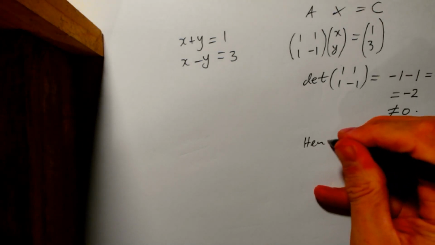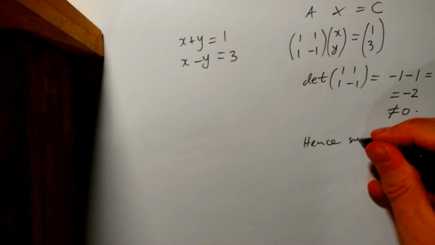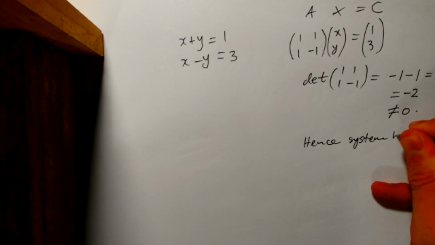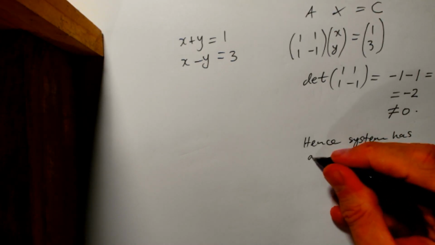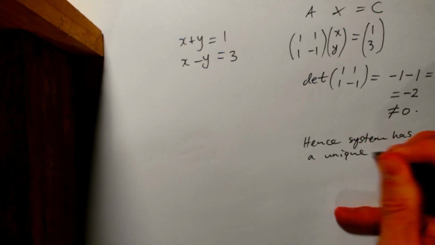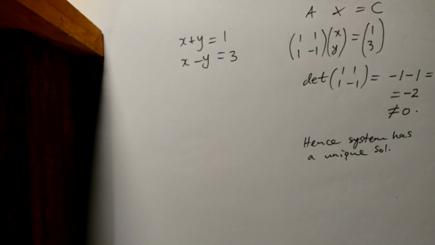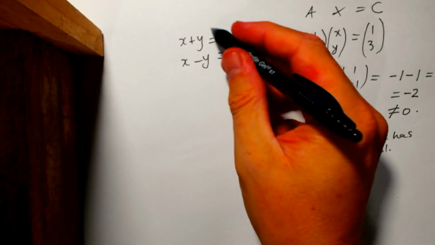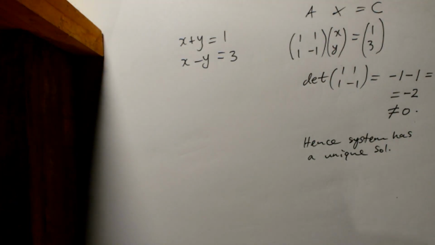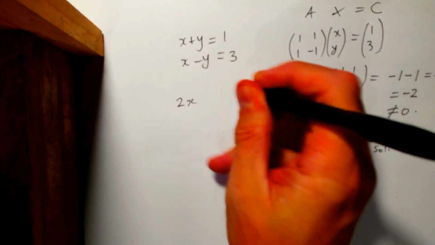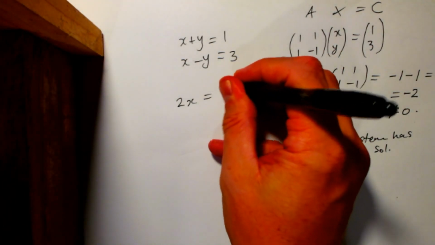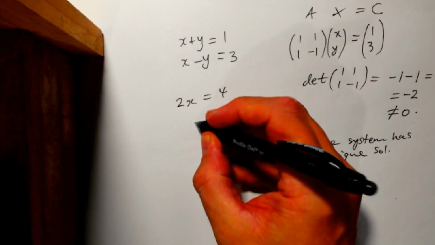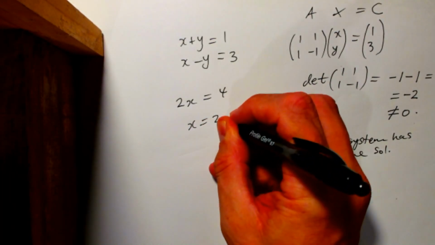So hence, the system has a unique solution. So now let's find it, because it's easy enough to find. If we were to add the two equations, then the y would vanish, and we get 2x equal to 1 plus 3, which is 4. And so dividing by 2, you get x is 2.